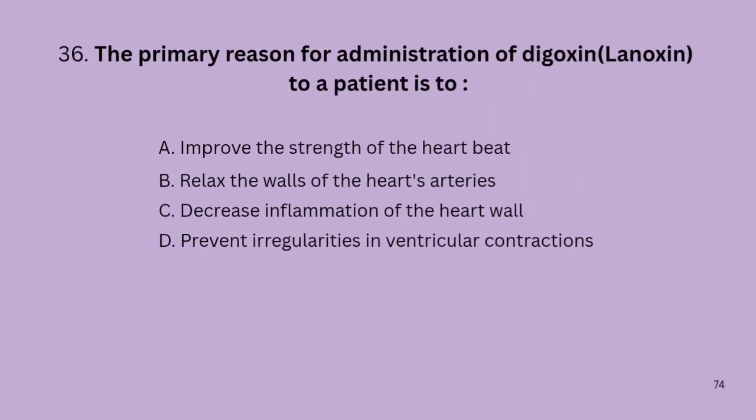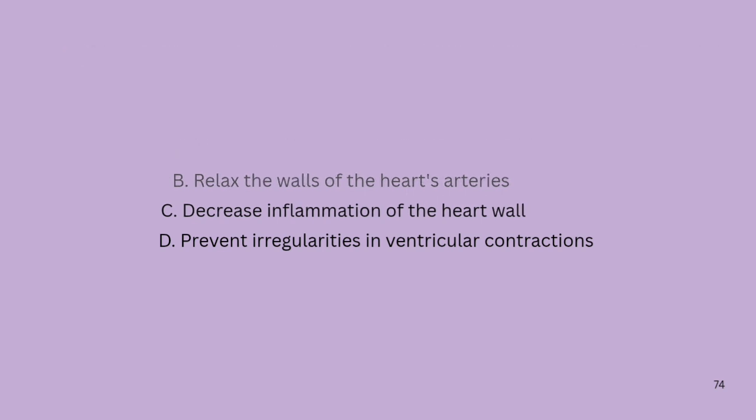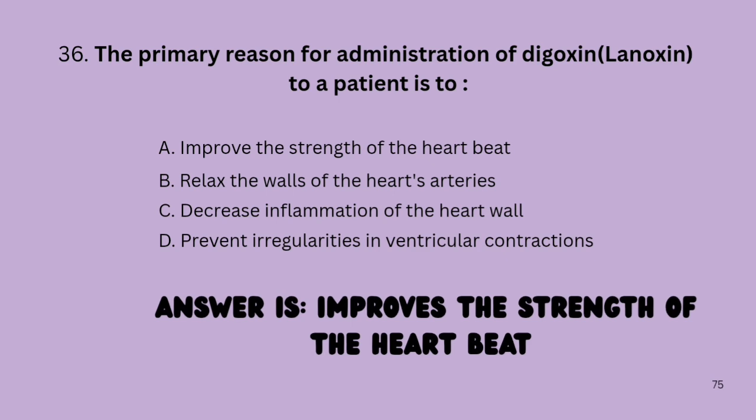Number 36. The primary reason for administering digoxin, Lanoxin, to a patient is to improve the strength of the heartbeat, relax the walls of the heart's arteries, decrease inflammation of the heart wall, prevent irregularities in ventricular contractions. The correct answer is to improve the strength of the heartbeat.